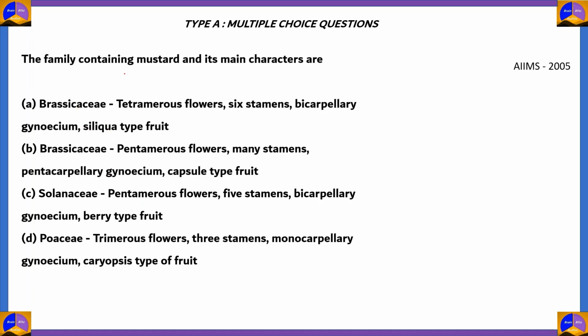of which we have a family and the characteristics in that family. So let's look at this question in general. Mustard is the most important member of the Brassicaceae family. So it's the most important example of the Brassicaceae family. So therefore option C and option D are incorrect because they have different families. So C is Solanaceae, which is not including mustard. D is Poaceae, which does not include mustard.